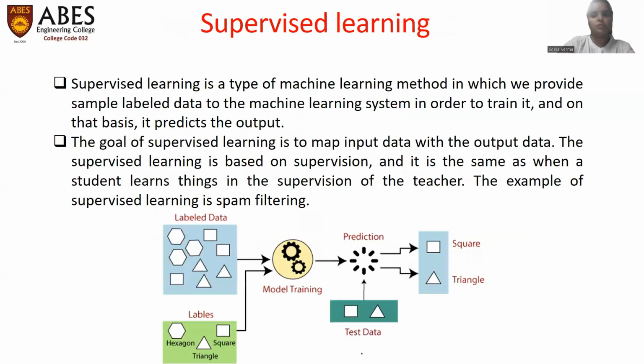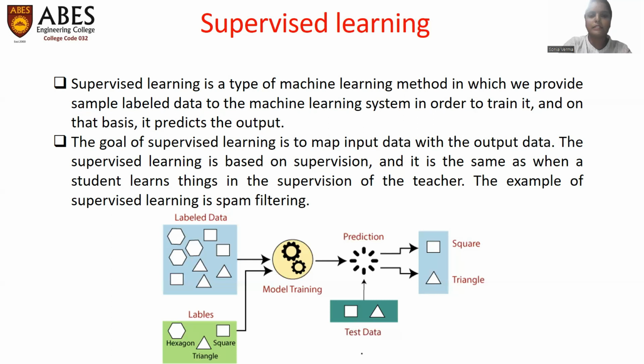Now, next: what is supervised learning? Supervised learning works where your data is labeled. We can say that supervised learning is a type of machine learning method in which we provide sample labeled data. Here you can see in the diagram that we have some hexagons, triangles, and squares. Those are all labeled data. So supervised learning mainly focuses on labeled data in order to train the model. If the data is labeled, the machine will be trained and it will predict some output.